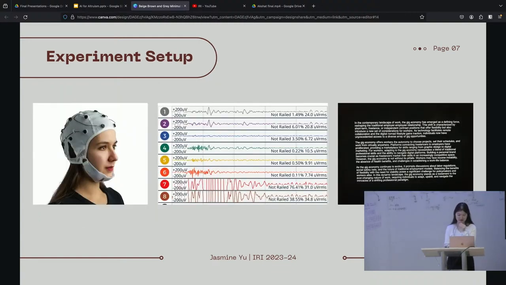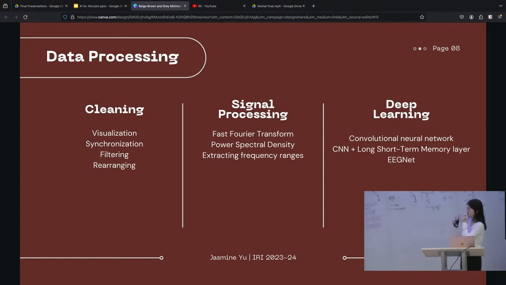And this is my experiment setup. I bought an OpenBCI 16 channel headset using the prize money, which is cool. I've also downloaded the OpenBCI GUI, and on the right is a picture of my experiment. I'm in the process of data processing, which can be split into 3 parts. First is cleaning the data, so I'm going to visualize the data, synchronize, filter and rearrange them. And also signal processing, which some of you might be familiar with.